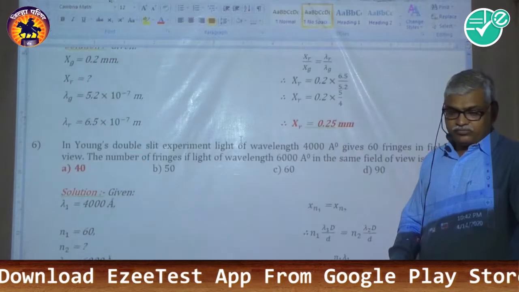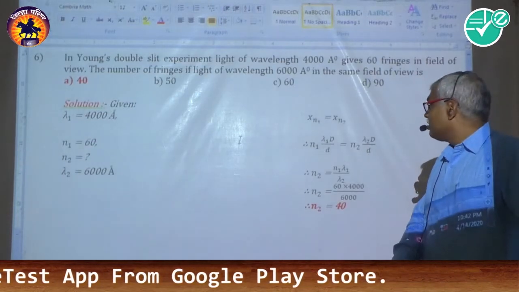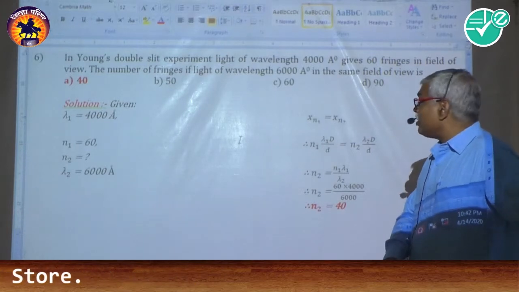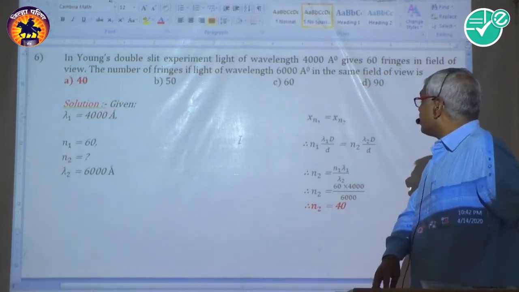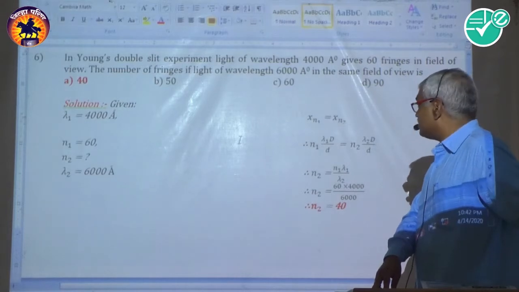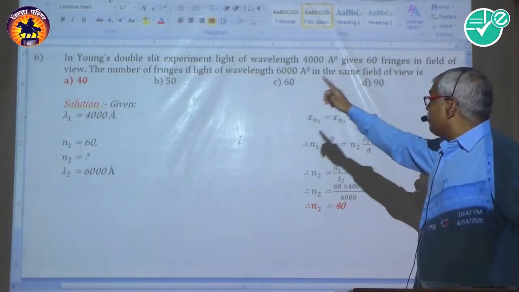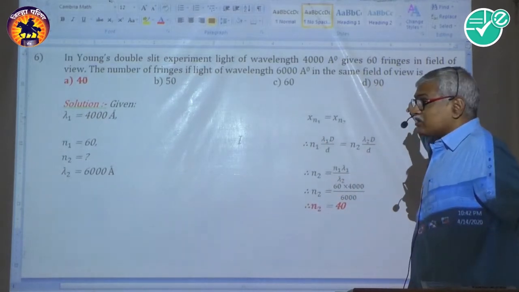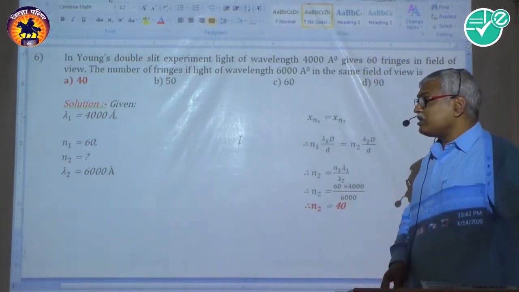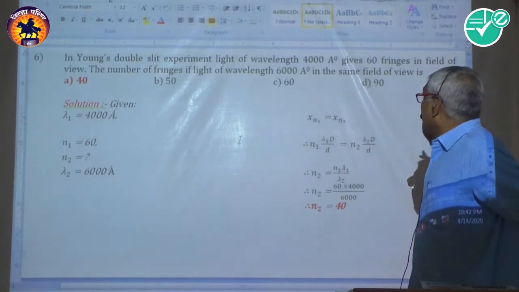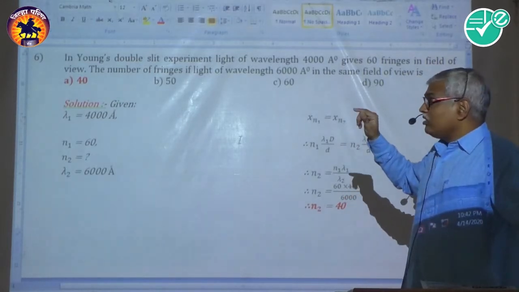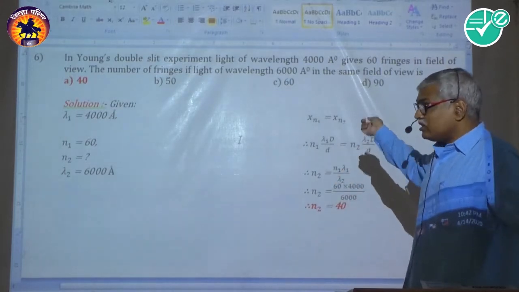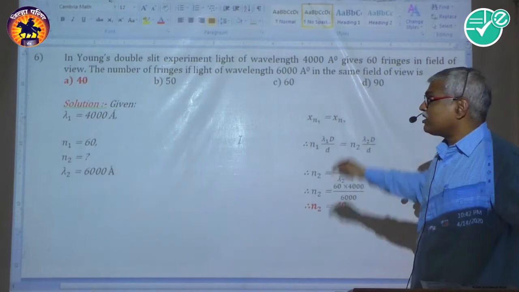Question number 6. In Young's double slit experiment, light of wavelength 4000 angstrom unit gives 60 fringes. I have written firstly lambda 1 is equal to 4000 angstrom unit. First time we have obtained 60 fringes, that is L1 is equal to 60 in the field of view. Now, the number of fringes for light of wavelength 6000 angstrom unit. This is the second wavelength. Therefore, lambda 2 is equal to 6000 angstrom unit.